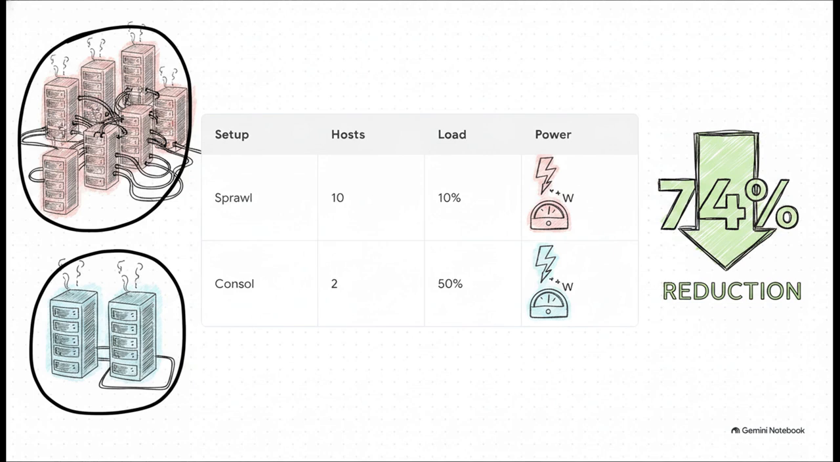Now, this is super important because server power draw is remarkably nonlinear. If you have 10 unconsolidated hosts sitting at just a 10% load, they pull about 1,400 watts because that idle power penalty is so high. But if you combine those 10 light workloads onto just 2 active hosts running at 50% load, your total power drops to an incredible 360 watts. You literally get a 74% reduction just by turning off the unused machines.